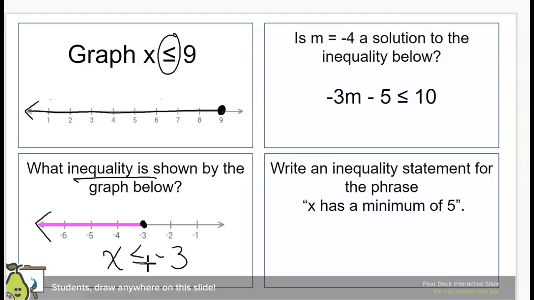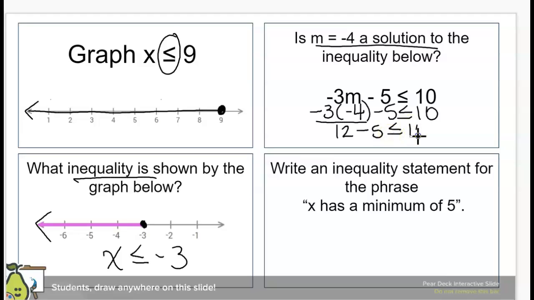This next one says, is m equals -4 a solution? So you would plug in -3 times -4 minus 5. And you would actually do this out and see if you get something less than or equal to 10. So negative times a negative is a positive. So this would be 3 times 4 is 12. I'm going to keep rewriting. 12 minus 5 is 7. Is 7 less than or equal to 10? Yes. So is this a solution? Yes, it is. True, yes, whatever you wrote down works, as long as you put true or yes.